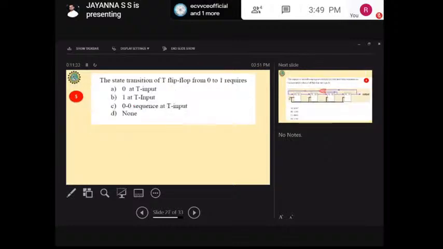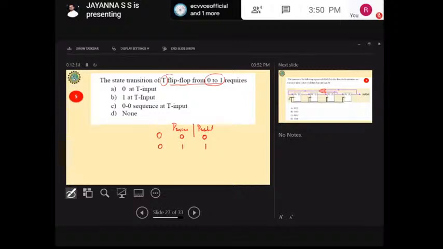Next, coming to the state transition of the flip-flop from 0 to 1. In order to transfer the flip-flop from 0 to 1, what input is required? This is one of the questions they asked in GATE. Here I'm going to compare the previous and the present. If t is equal to 0 and the previous output is 0, obviously the present output will be 0. If t is equal to 0 and the previous output is 1, the present output is 1. There is no transition between the previous and present.